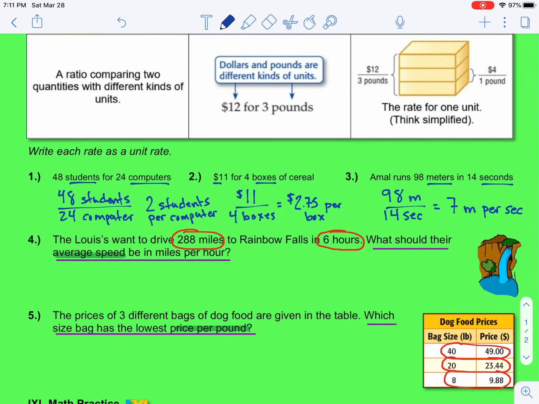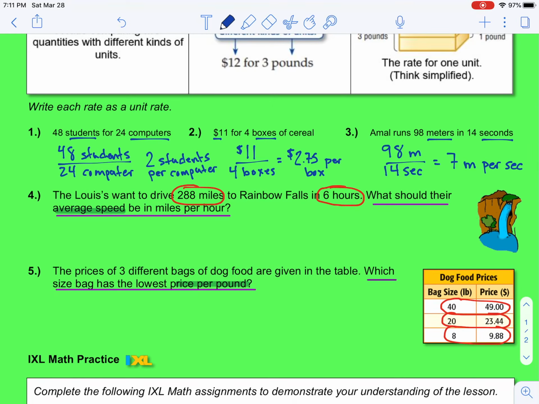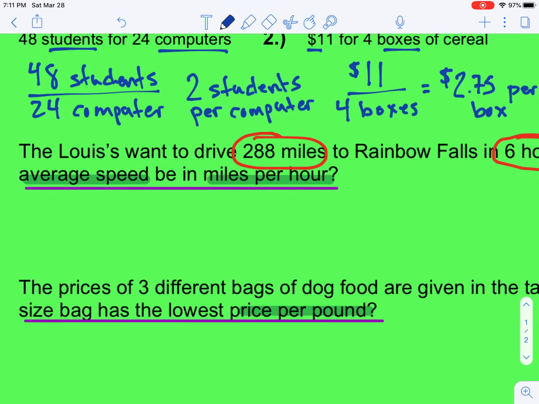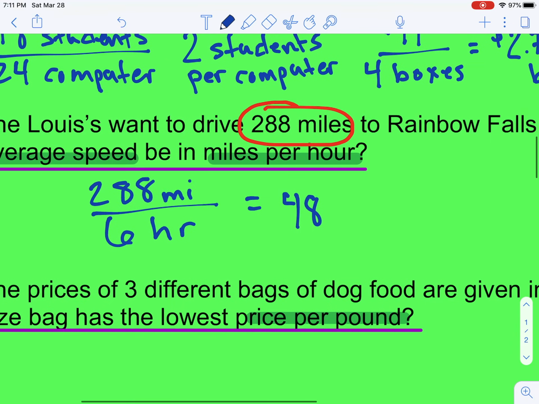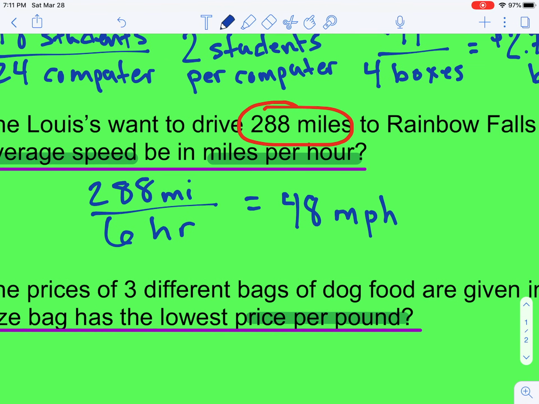Alright, let's take a look at a word problem. The Lewises want to drive 288 miles to Rainbow Falls in 6 hours. What should their average speed in miles per hour be? So I know that I'm looking for my average speed, and I want it to be miles per hour. So those are going to be the two things I'm comparing. In fact, I could even highlight miles per hour also with average speed. It tells us what I want my ratio to be. So I'm comparing miles with hours. So I know that they need to go 288 miles to get to Rainbow Falls. And I know that they want to do this in 6 hours. So I'm just going to divide. 288 divided by 6 is 48. And then the label would be miles per hour. So that's what they would need to average.